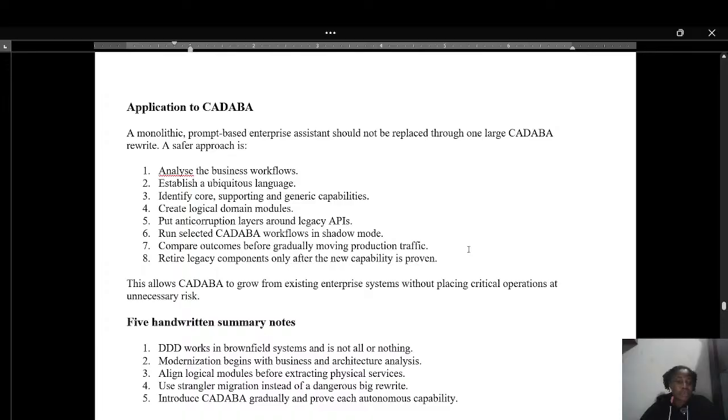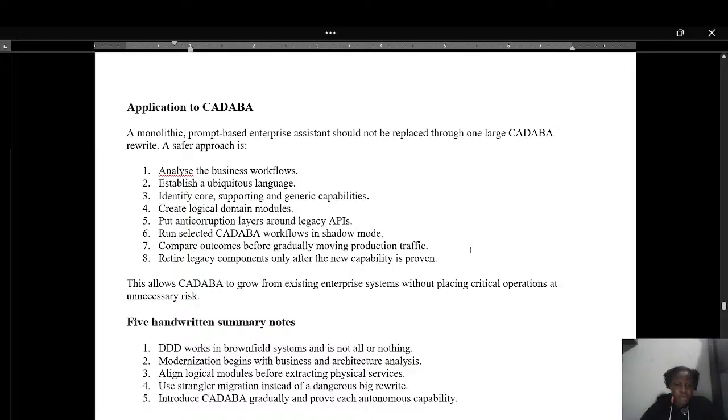So domain-driven design is useful when you are modernizing a legacy system, and when you are building an application from scratch for the entire business. So modernization begins with business and architecture analysis. If you want to modernize, you have to gather requirements from all the business domains and experts, and then you also have to analyze the legacy architecture before you modernize it.